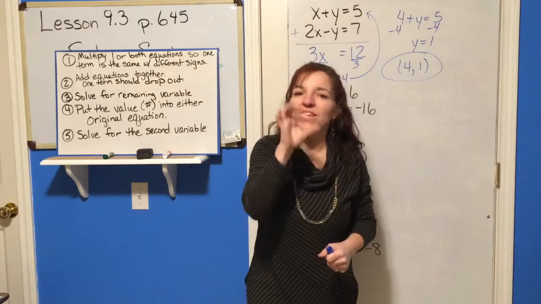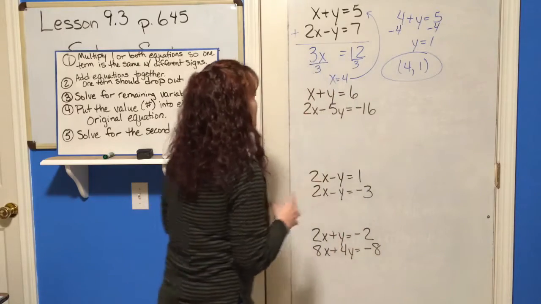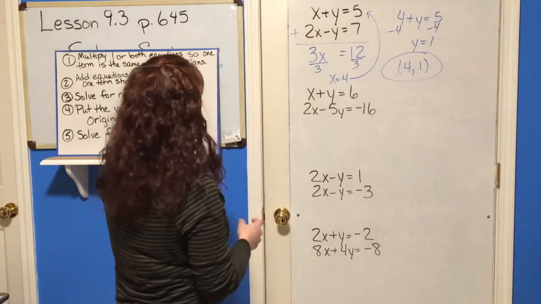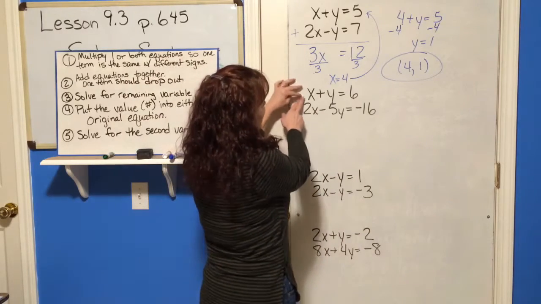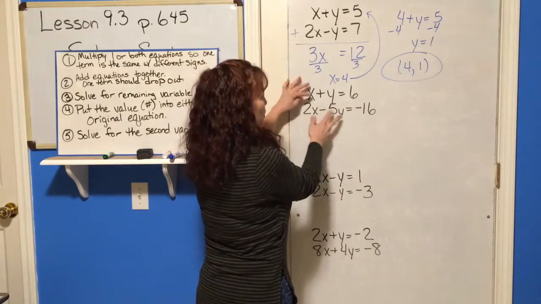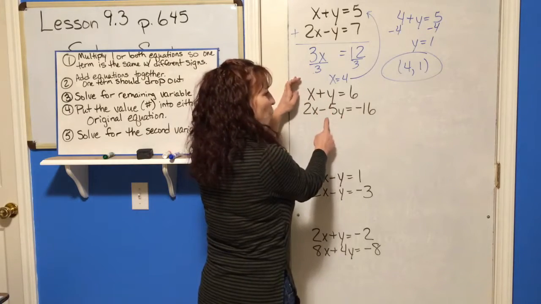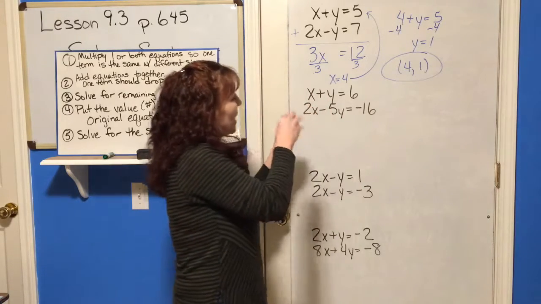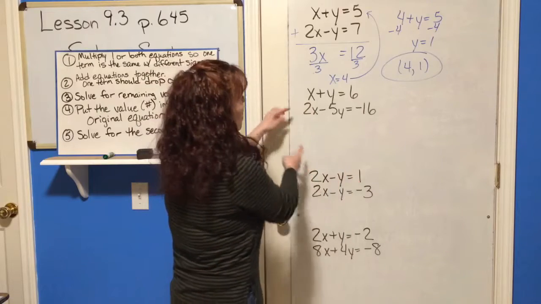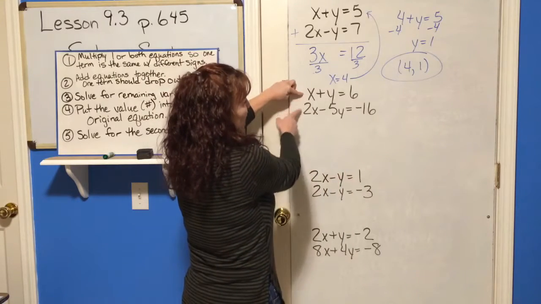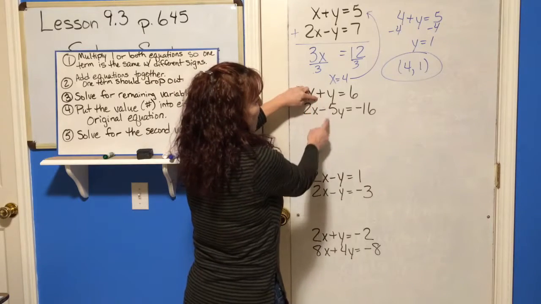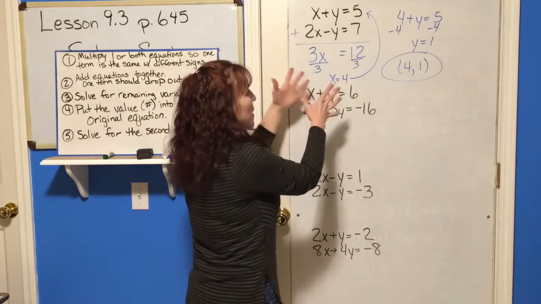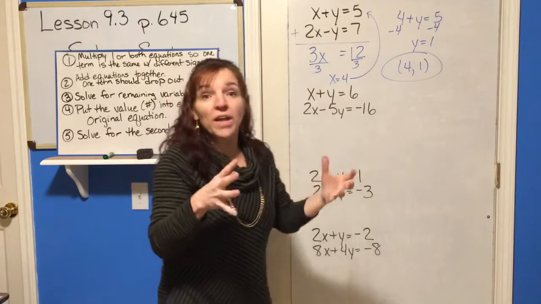So let's do another one that does that first step. All right. So what we're going to do in this case is look and see, well, the x's are x and 2x. The y's are y and negative 5y. Now, we can either multiply this x by a negative 2 to make these drop out, or we can multiply this by 5, and this is already negative. You can do either one and both will work.